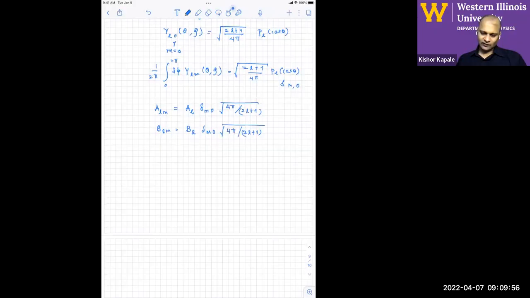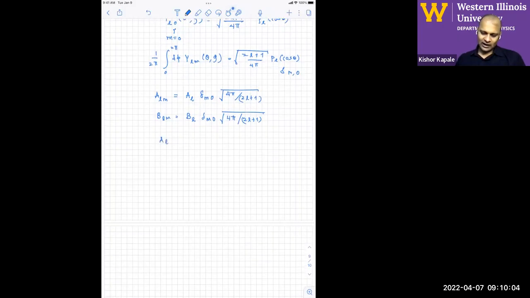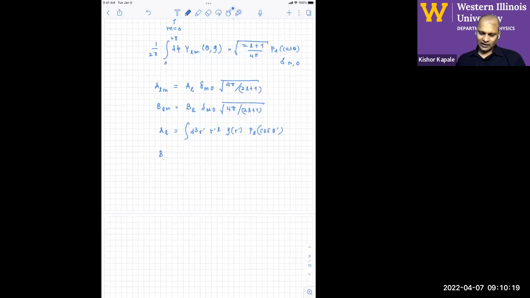And the coefficient is the same for both of them, right? It's that extra stuff that comes out. Okay, and then write down what AL's are. AL is, again, the volume integral, d cube r prime, r prime to the power L, rho of r prime, PL cosine theta prime. And BL is going to be similar, d cube r prime, rho of r prime, theta prime. Actually, I should have written down it's a function of theta prime as well.